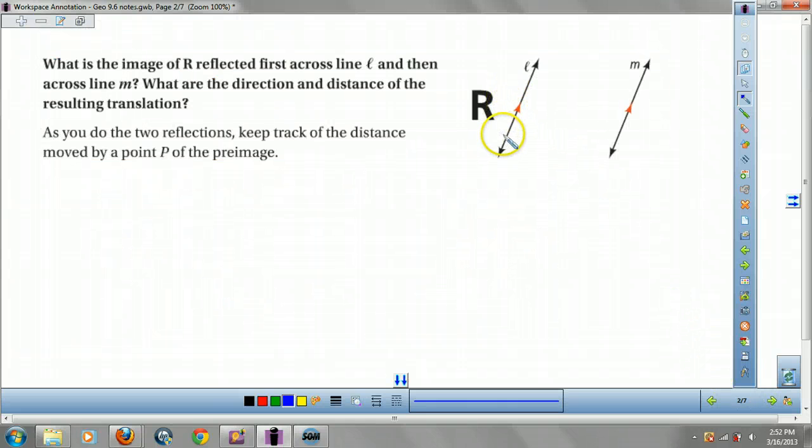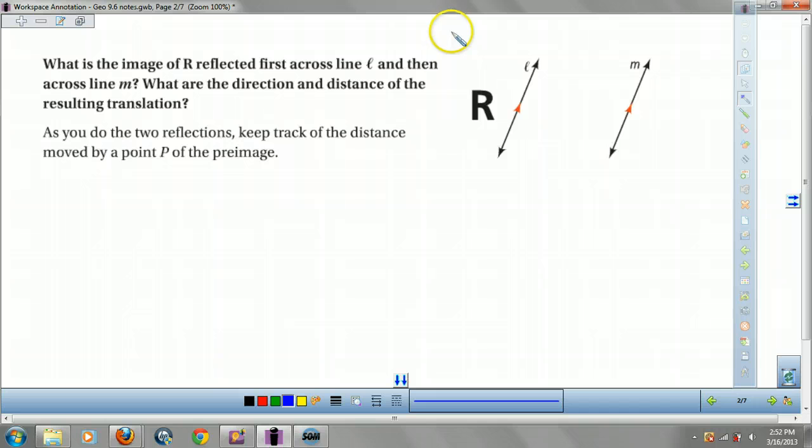You don't believe me? Let's try it. So we have the letter R. This is a pirate's favorite slide. Okay, that's overused. I'm sorry. Anyway, we're going to reflect R across line L and then across line M, and we're going to see what happened and think about what the distance is.